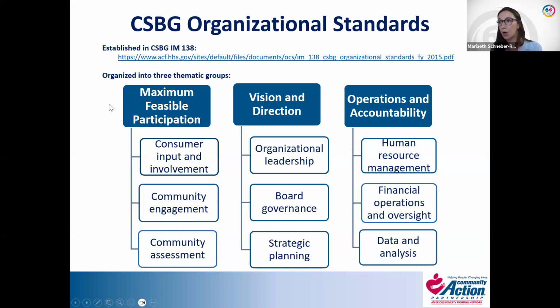The org standards themselves are divided into 3 thematic groups. There are 9 categories and 58 standards for private CAAs. There are also standards specific for public CAAs. Public CAAs have a few fewer standards. You don't have any standards that are in addition, but some of the standards are worded a little differently for a public community action agency, recognizing that what's within a public CAA's control is very different from a private CAA.